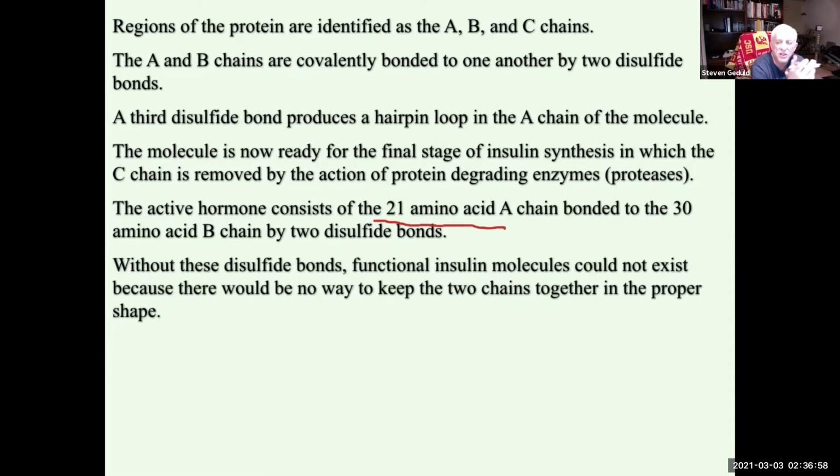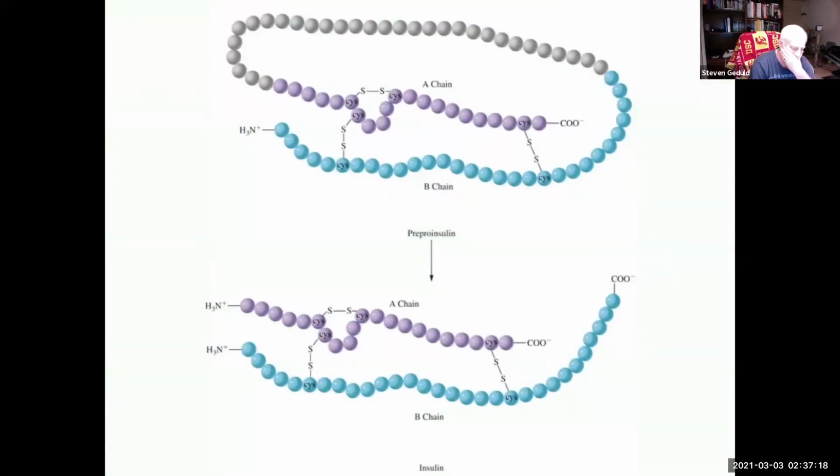Without the disulfide bonds, functional insulin molecules could not exist because there'd be no way to keep the two chains together in the proper shape. So once they bend around, those disulfide bonds form and keep the shape of the insulin molecule so it can absorb the blood sugar from the bloodstream. And there's what it looks like. That's what we're talking about.